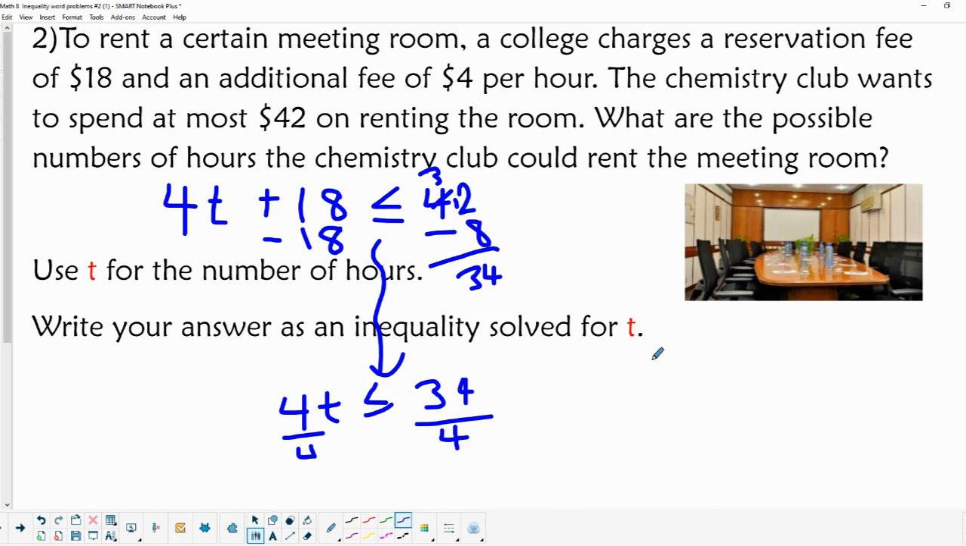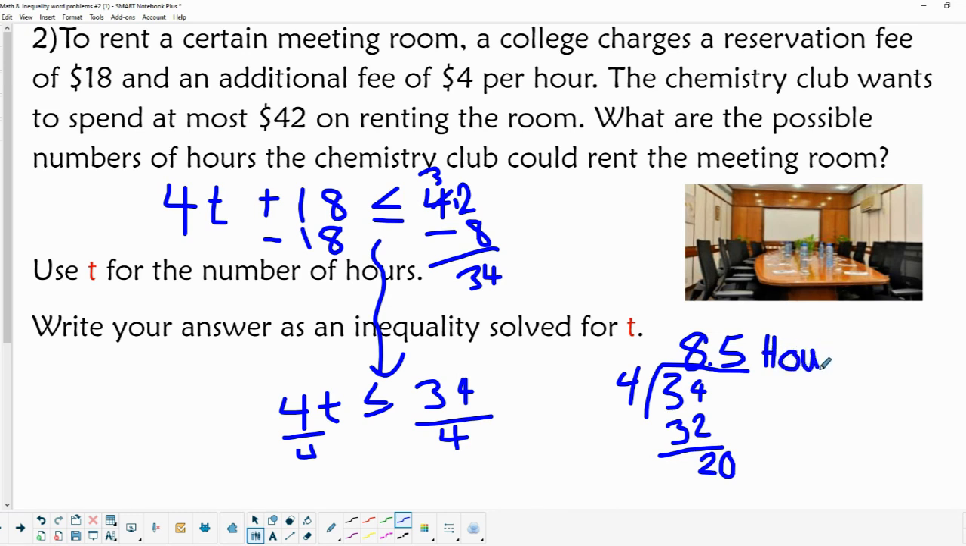And what is 34 divided by 4? Well, 4 times 8 is 32, and that leaves us with 2 left over. Bring down a 0. 4 goes into 20 five times. So that's going to be 8.5 hours, right? So 8.5 hours is how much time they can rent that room for the money that they have available. And there they go. So 8.5 hours. That's plenty of time to have a meeting. That's a good full day, right?